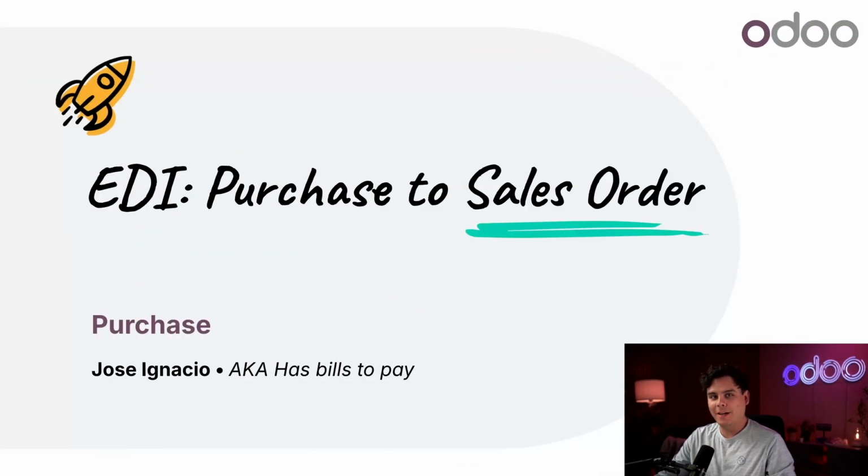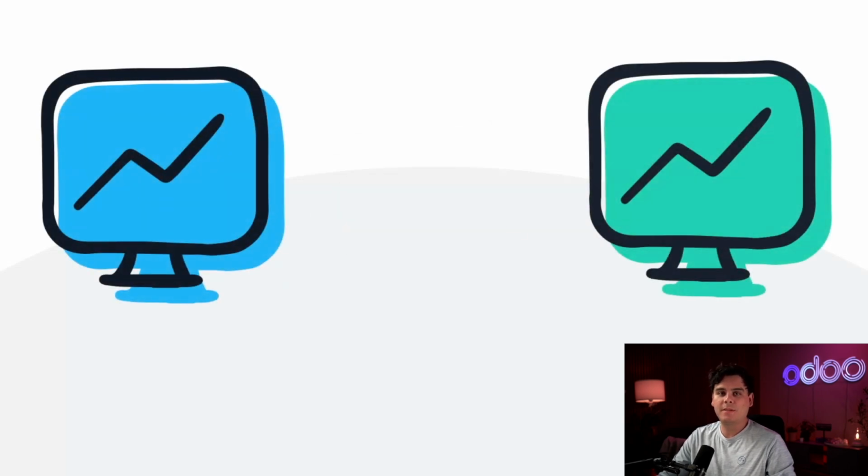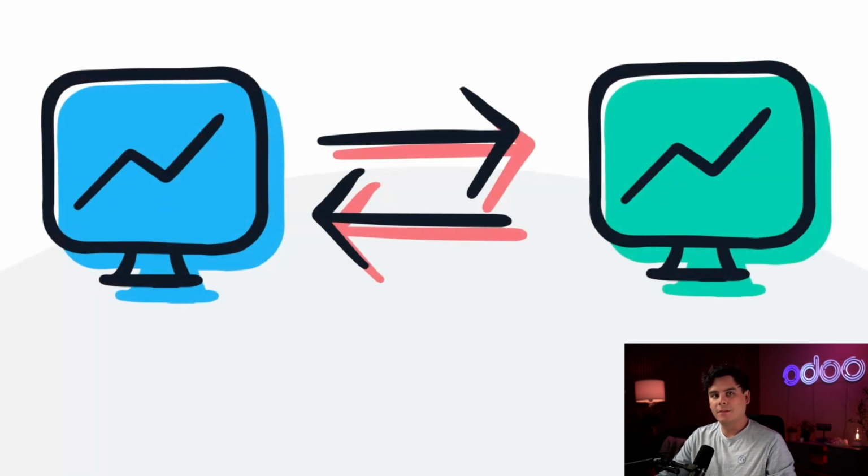Today, we are learning how to use Odoo's electronic data interchange, EDI for my acronym lovers, and I suggest you use it. This is a feature that streamlines the import of purchase orders from one Odoo database to another, converting it into a sales order. So electronic data interchange enables businesses to exchange documents, such as purchases and sales orders, in a structured, standardized format, improving efficiency and accuracy.